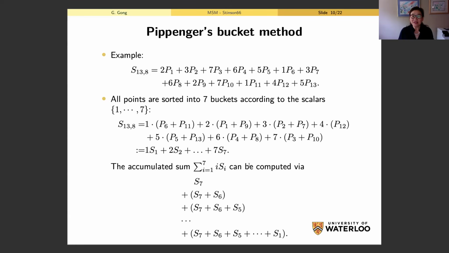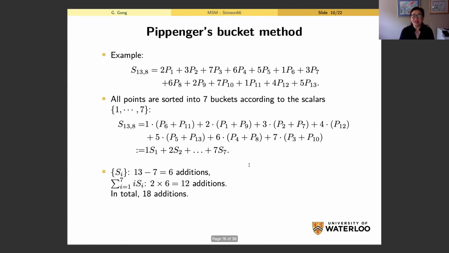For Pippenger's bucket method, you do not need pre-computation and storage. In this example, computing the buckets takes 6 additions, because each bucket is just 2 points. Then the accumulation takes 12 additions. In total, including the scalar multiplications, we only have 18 additions. That's Pippenger's method.